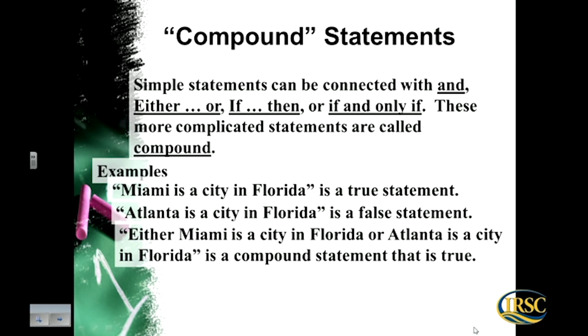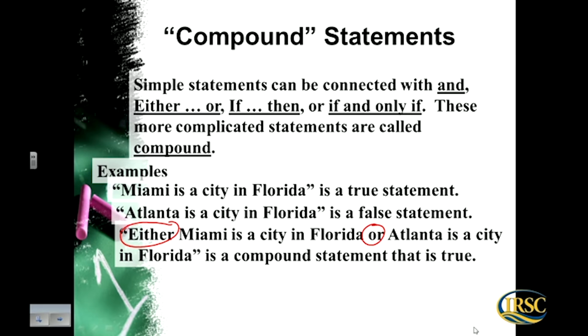So now if I put those connectors in there, either Miami is a city in Florida or Atlanta is a city in Florida, this is now a compound statement that is true. So notice that I just used the connector either or to put those two statements together. Now, it would be acceptable if I did not use the word either and just said Miami is a city in Florida or Atlanta is a city in Florida. So that would be okay. So you could use either or just the word or, and it's the same statement.